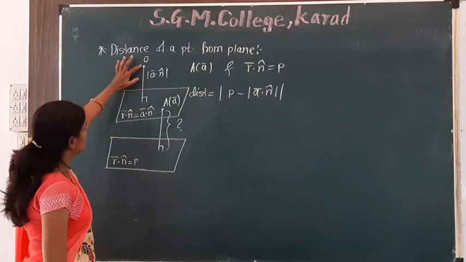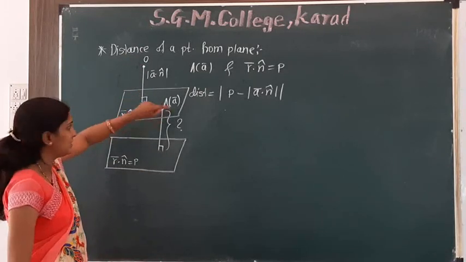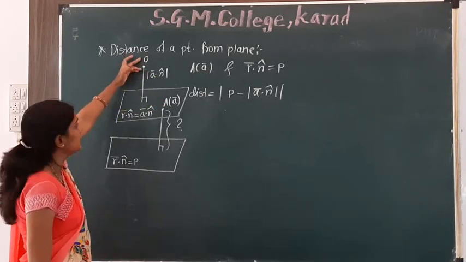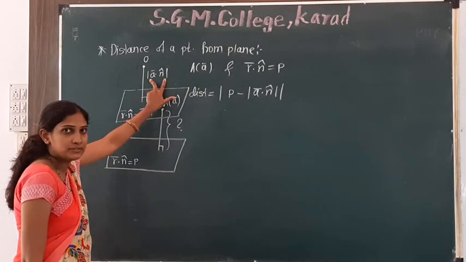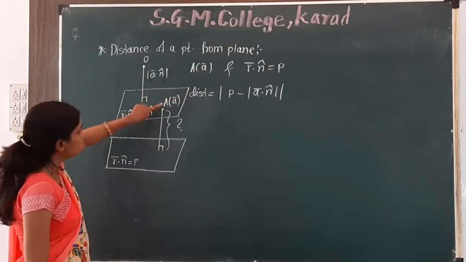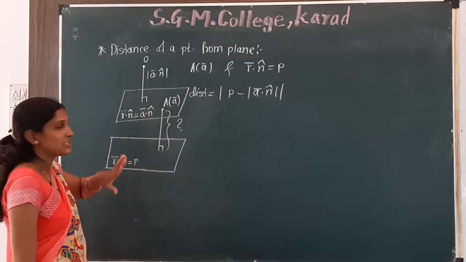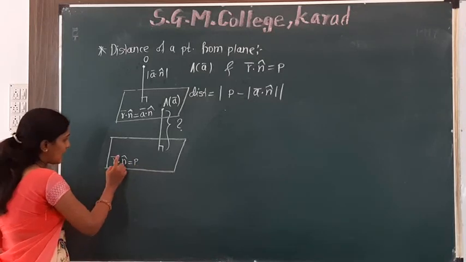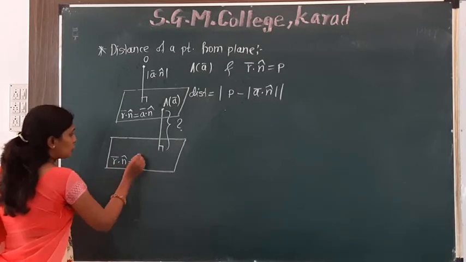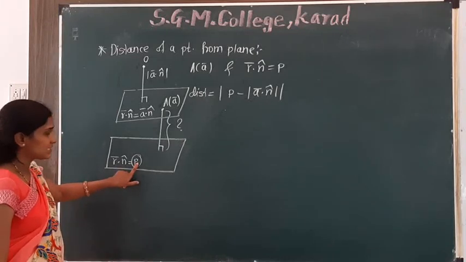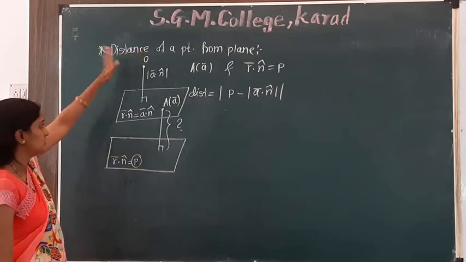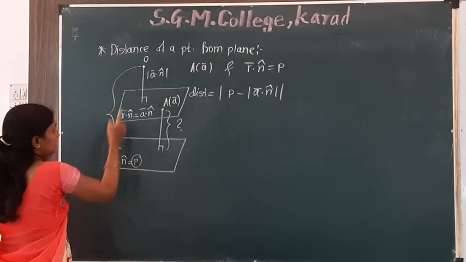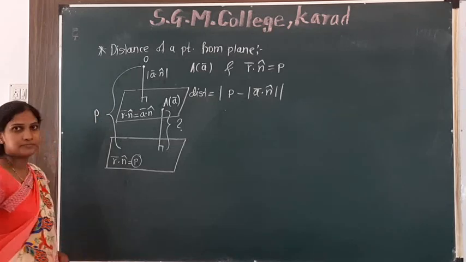So this point is on the plane. So the distance of this point from origin is A bar dot n cap, and we have to find the distance of a point from this plane. Now the equation of this plane is R bar dot n cap is equal to P. Then what is P? P is the distance of this plane from the origin. That means from this origin to this plane, that distance is P.